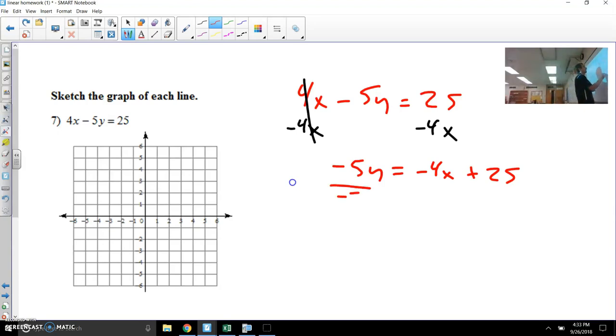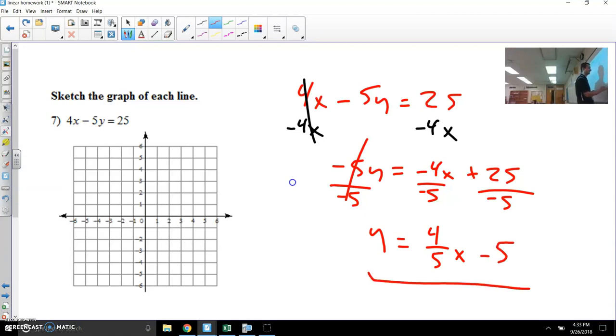Let's divide by -5. And so now you get y equals, 2 negatives divide and cancel to be a positive 4/5 x, and then 25 divided by -5 is -5. And there's your answer. So we need to graph that starting at the y-intercept. This value in the back is called the y-intercept, and it goes right here. And then for the 4/5, I'm going to go up 4, right 5.